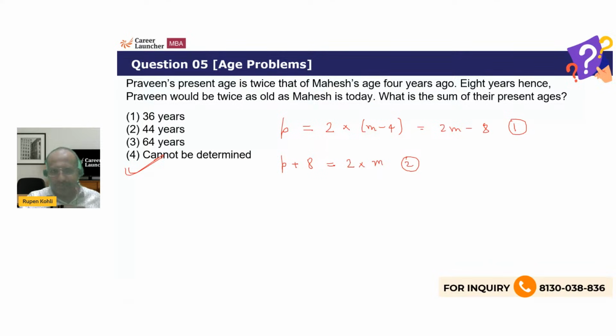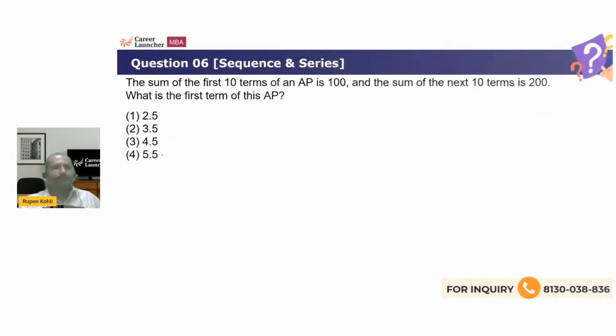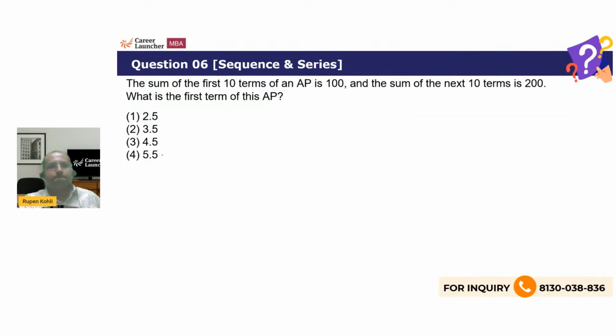Okay, next one. Let's do the next one. Sequence and series. Okay, so I think it's a basic question. All of us can do this. Something on arithmetic progression. The sum of the first 10 terms is given, and the sum of the next 10 terms is also given. Now, if this is the way he's giving me, I have to write the equation on the formula for the sum of n terms, right?